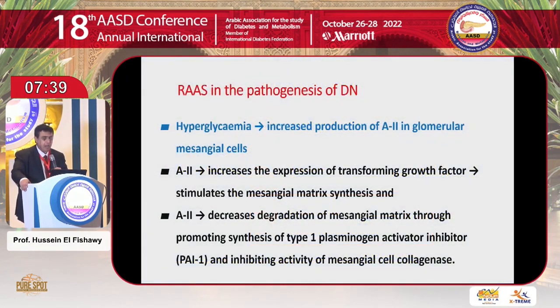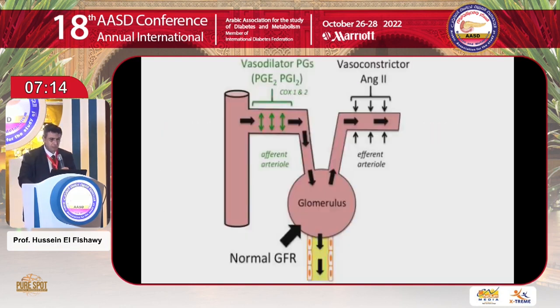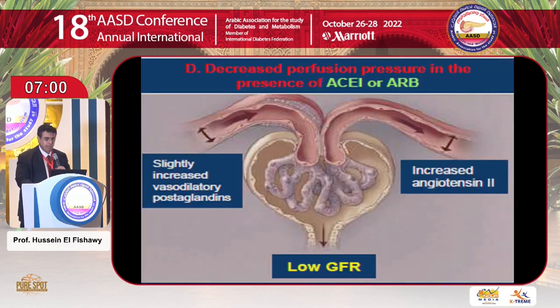What is the play here? Hyperglycemia usually increases production of angiotensin II in glomerular mesangial cells. This is the whole story, the main story that we should emphasize. Hyperglycemia is not hyperglycemia only, but it will increase production of angiotensin II in glomerular mesangial cells, with the whole process and all the deleterious effects of angiotensin II receptor stimulation. As you can see, when you have angiotensin II inside the glomeruli, it will produce vasoconstriction of the efferent arteriole with increased intraglomerular pressure, long-standing glomerulosclerosis, and hyperfiltration, as we can see in this process.